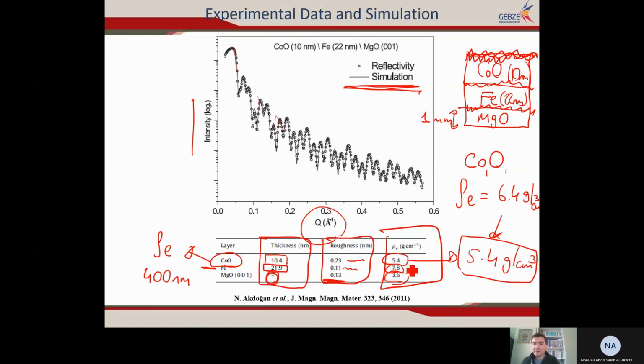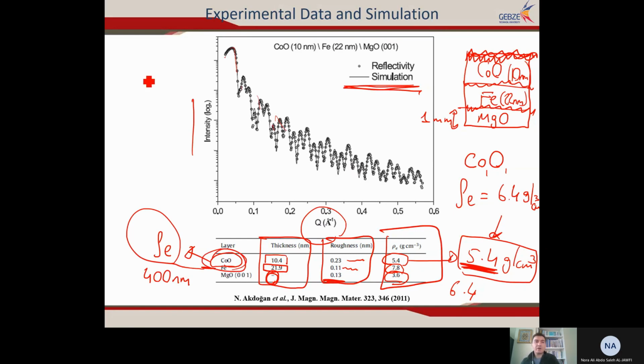If you write here in the simulation 6.4 instead of 5.4, you cannot fit this data. The simulation will be completely different. We have done it, and this number fits the experimental data. But why is this lower than 6.4? Why is it 5.4? Why do we have lower electron density from the cobalt oxide layer?